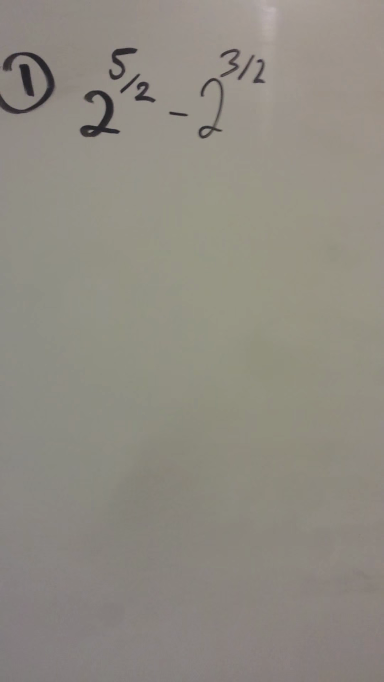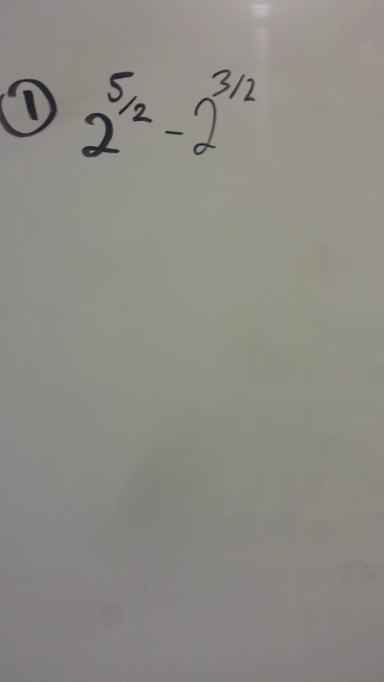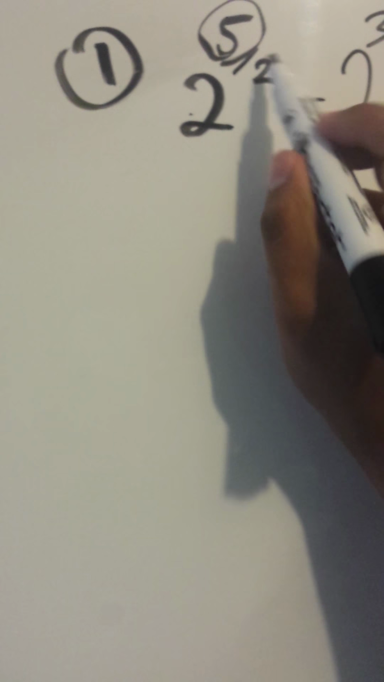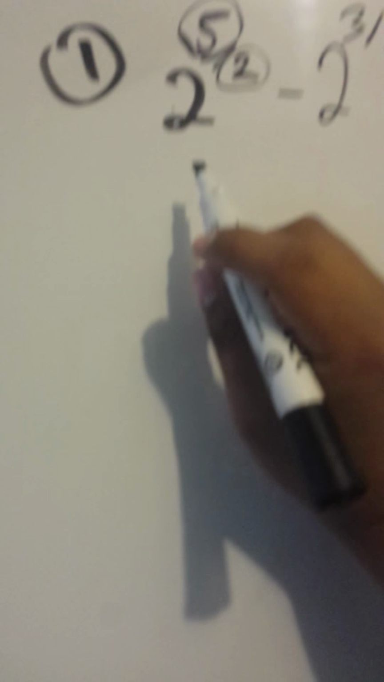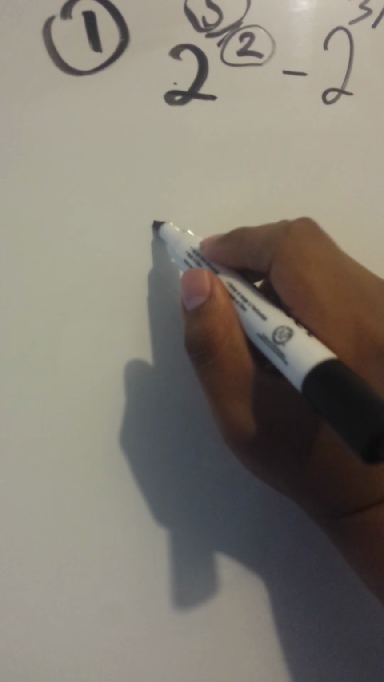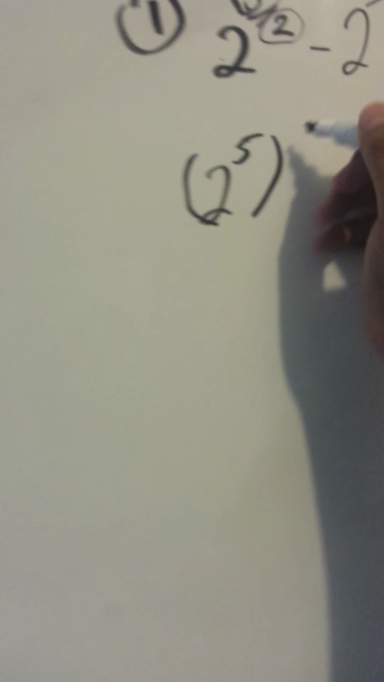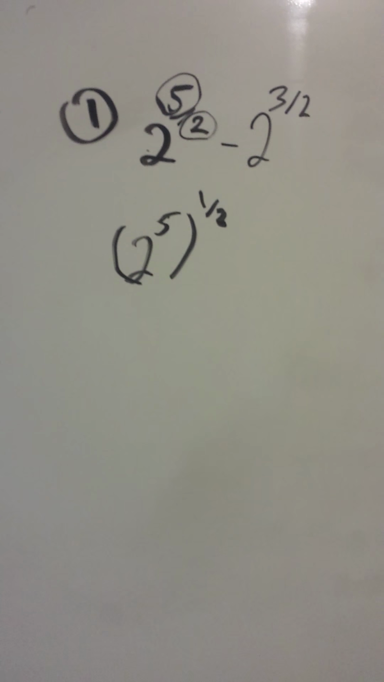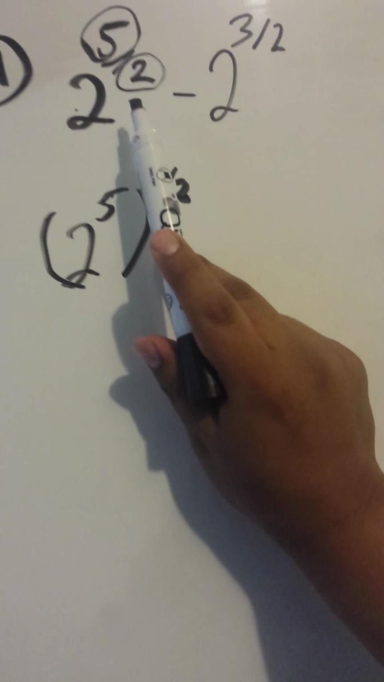Okay, so the first problem is 2 to the power of 5/2 minus 2 to the power of 3/2. The important thing to remember is that 5 is the exponential term and 2 tells you the degree of the root. So in this case, it would be better suited to have the 2 to the 5th inside your parentheses and then the 1/2 outside of your parentheses. This works out because 5 times 1/2 will give you the fraction 5/2.